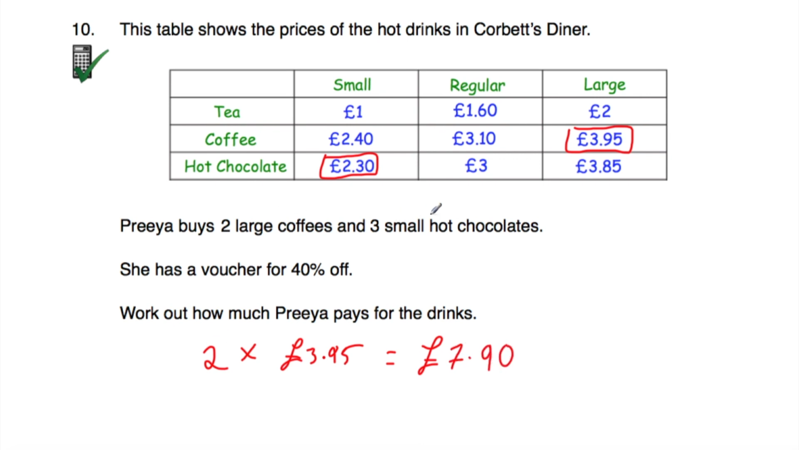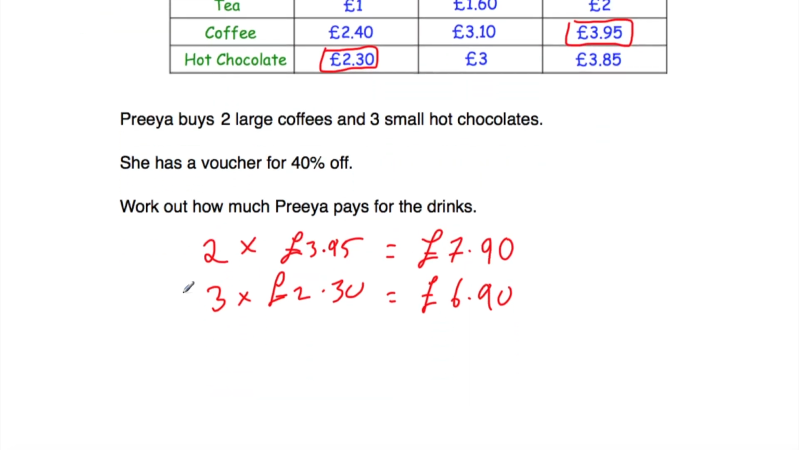Next, she buys 3 small hot chocolates. So that's 3 hot chocolates and they cost £2.30 each. So 3 times £2.30 would be £6.90. So we've got the price of the 2 large coffees and the price of the 3 small hot chocolates. And if we add those together, that would tell us the normal price for the 2 large coffees and the 3 small hot chocolates before she uses her voucher. And if we add those two amounts together, that would give us a grand total of £14.80. So that would be how much it would cost without the voucher.